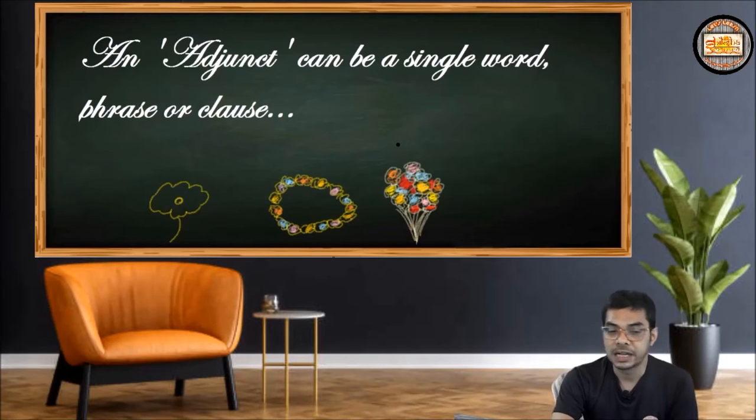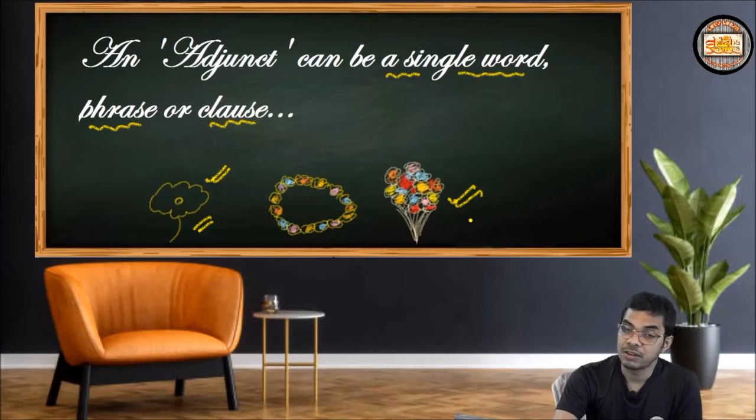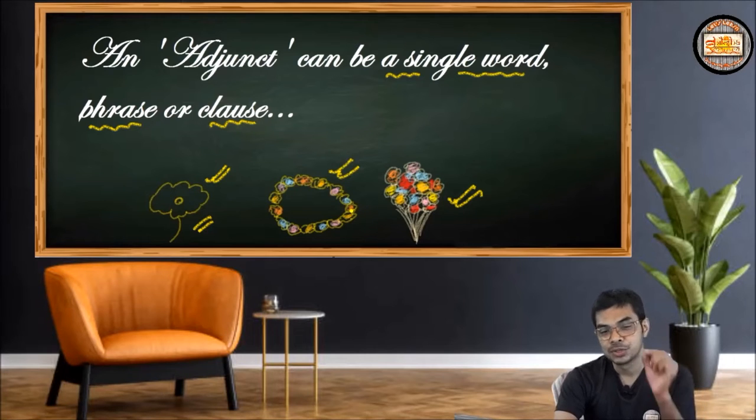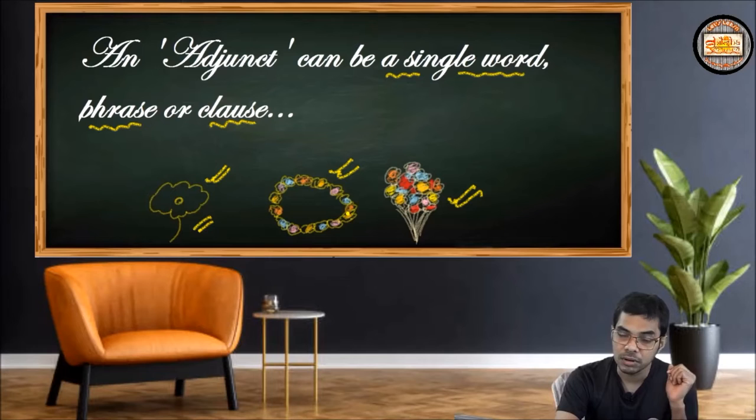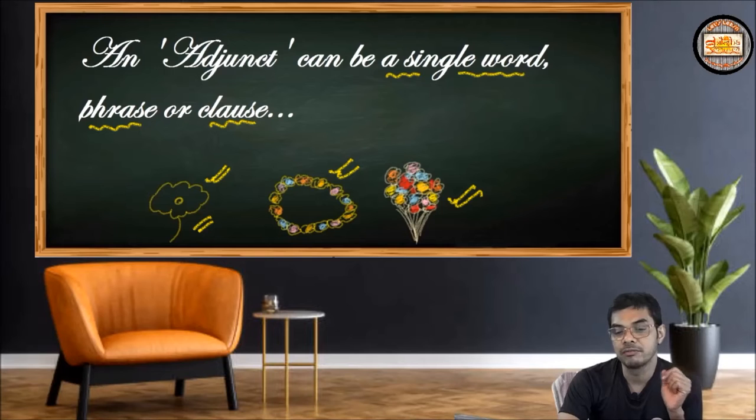So what are these adjuncts and what can be an adjunct? An adjunct can be either a single word or a phrase or a clause. How is it? A single word, like this single flower. Or it can be a phrase, like this bunch of flowers. Or it can be a clause, like this garland. So as an adjunct, we have three options which we may get: either a single word, or a phrase or a clause. But the point is how we use them, where do we get them? So this is the most important point for our discussion now.